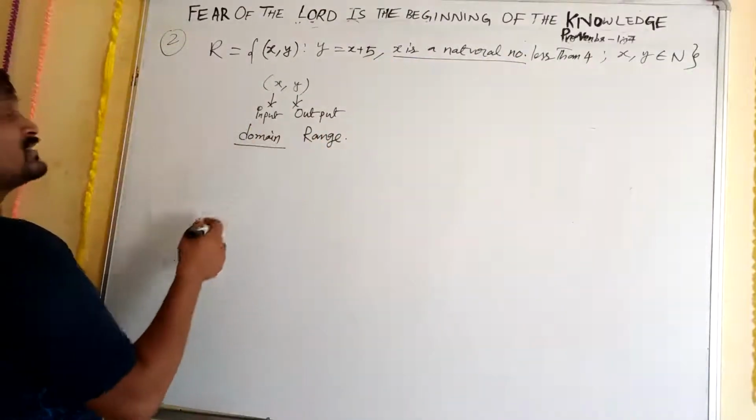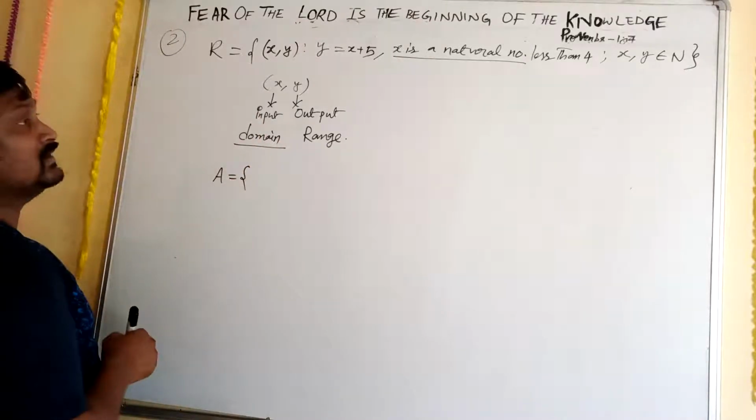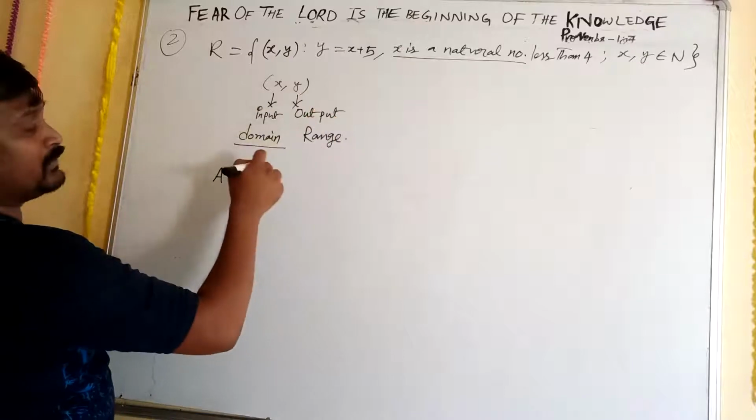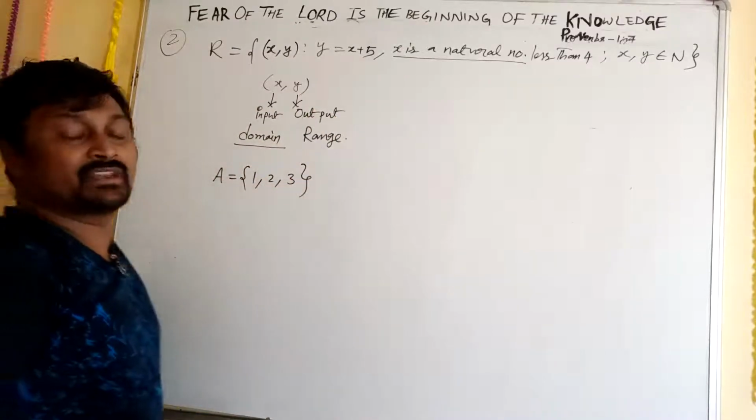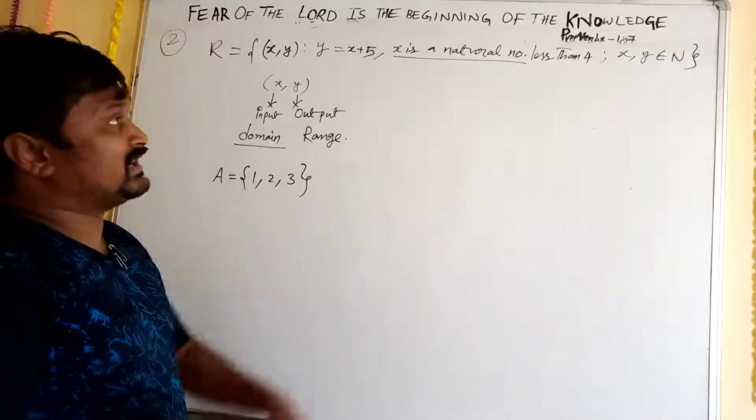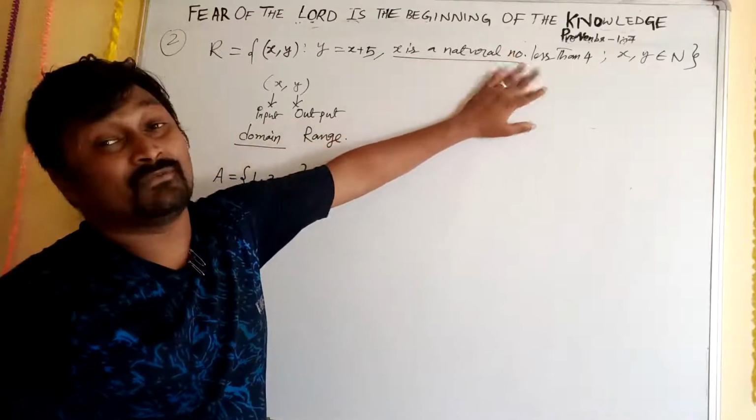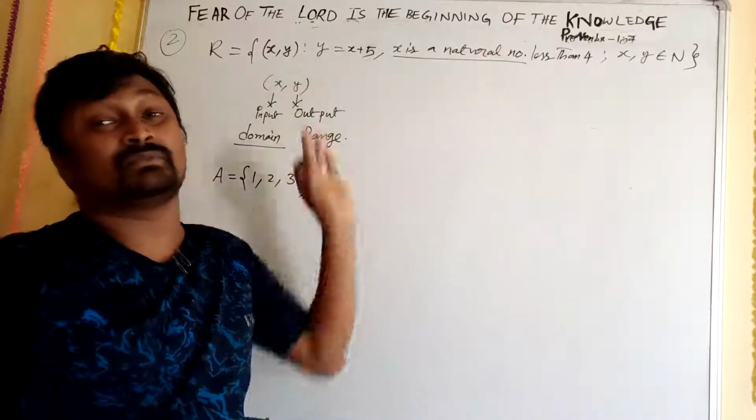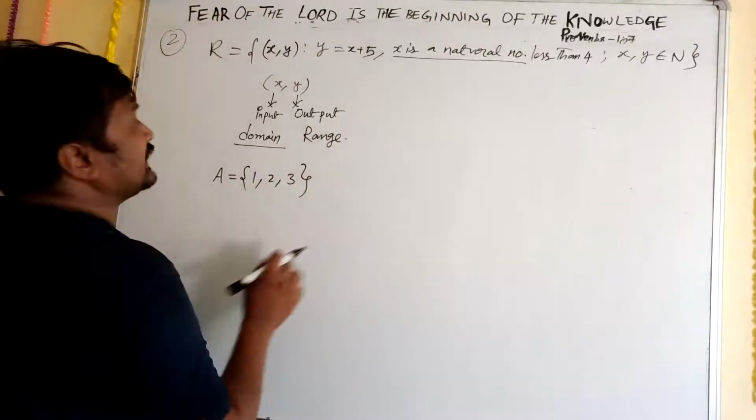Less than 4 natural numbers, let me say this as capital A is equal to. So less than 4, what numbers are there? 1, 2, 3. These are the only natural numbers less than 4. So we have written only 1, 2, 3 because here x is a natural number less than 4. Less than 4 means only up to 3, not 4. So that's why 1, 2, 3 is written.